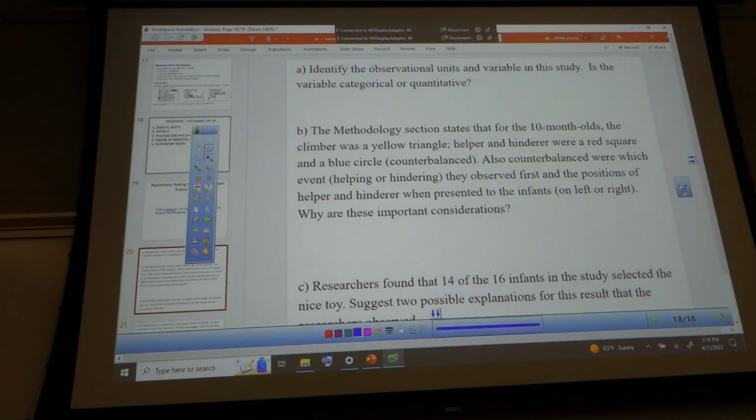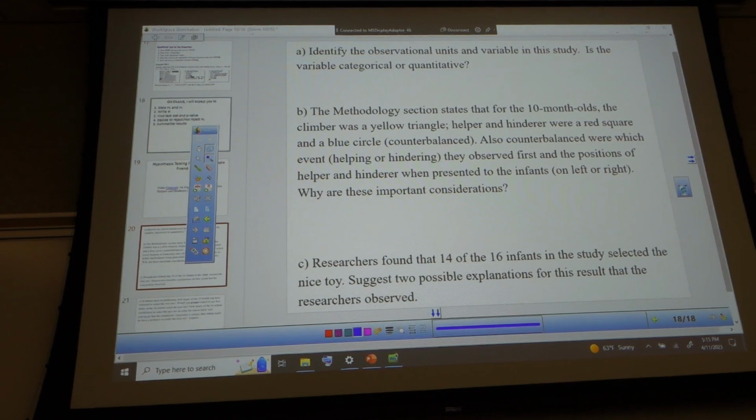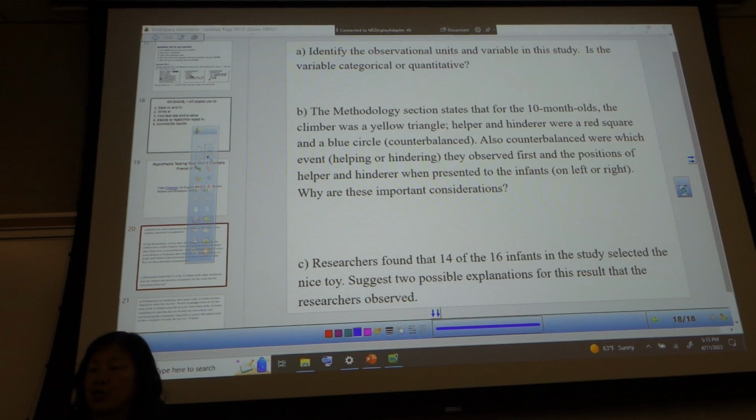So first of all, identifying the observational units. As a reminder, observational units are the units you're observing. So in other words, if I wanted to know the speed of mice going through a maze, the mice in my sample would be my observational units. Good? And then find the variable. The variable is what you want to know about your observational units, what you're recording, what question you're asking yourself about the observational units. And is that variable categorical or quantitative? And then see if you can answer B and C as well.